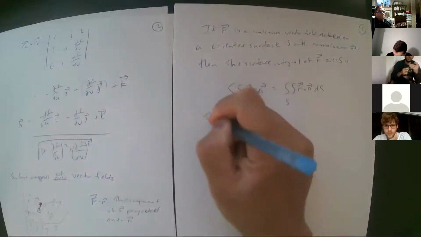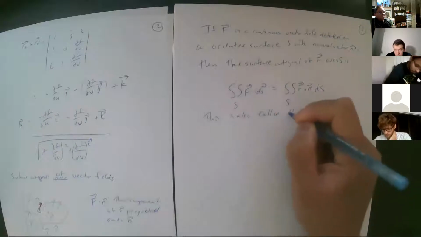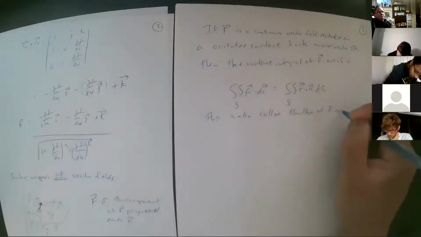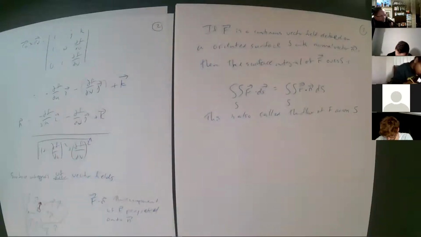This is also called the flux of F across S. This is how I normally refer to it. Any questions about the definition?